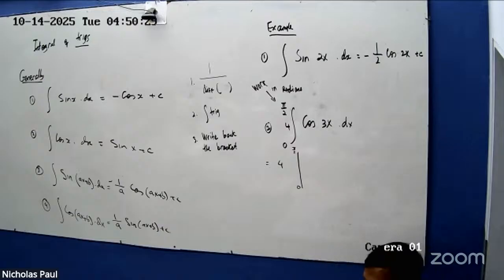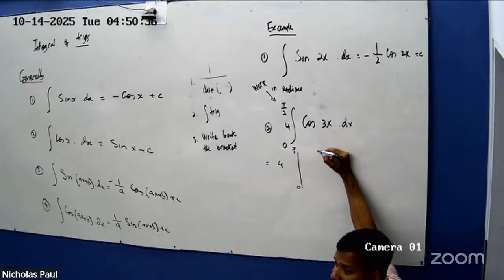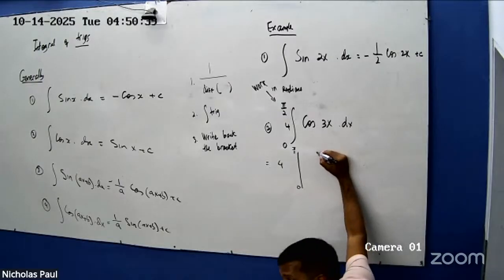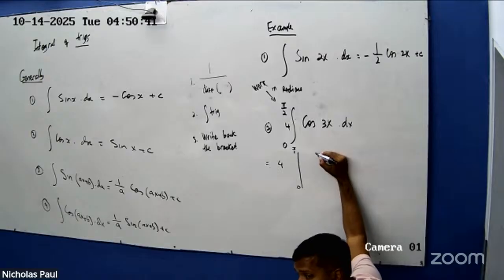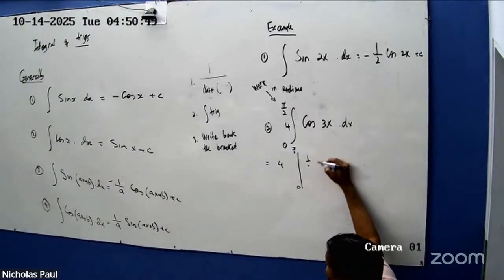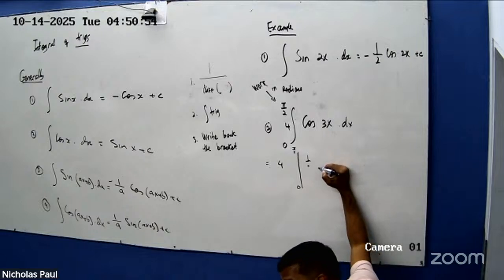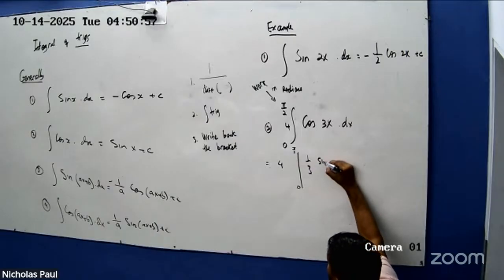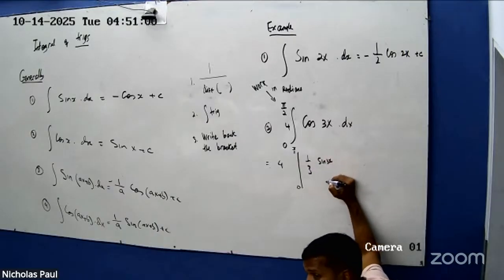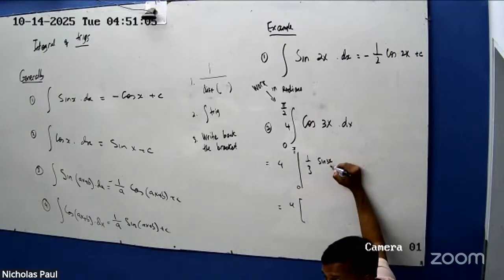Right, let's go. Help me out here, Soraya. I'm leaving the 4 on the outside, right? What's the integral of cos 3x? 1 over what? 1 over 3 sine 3x. Right? What's the next step, Vishish? What's the next step after you do this?